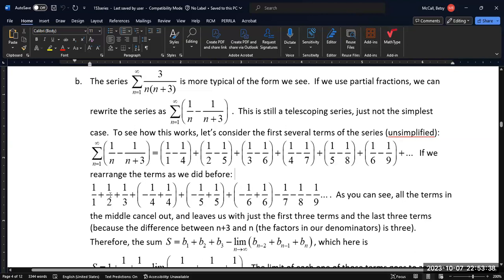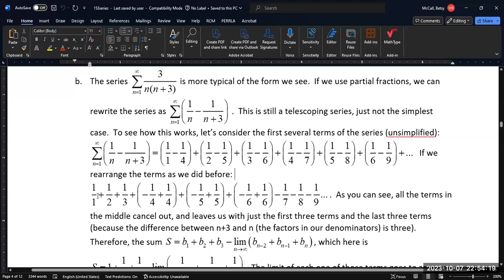So the first 3 pieces that we get from this first fraction don't have anything to cancel them. But then things start canceling: negative 1/4 and positive 1/4, negative 1/5 and positive 1/5, and negative 1/6 and positive 1/6. And then when we get to the end of our list, things stop canceling. We haven't gone far enough to list any terms that will cancel for these. So it's the last 3 terms in the sequence that we have to worry about.